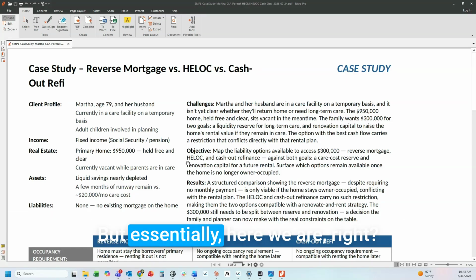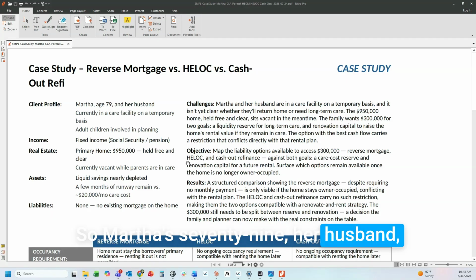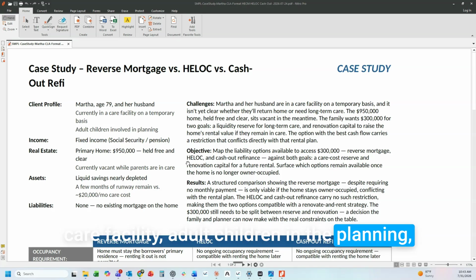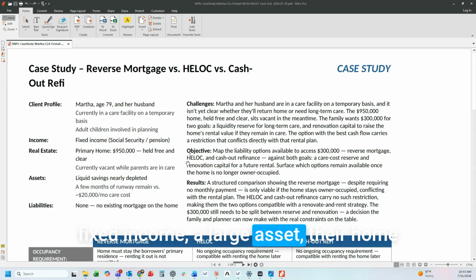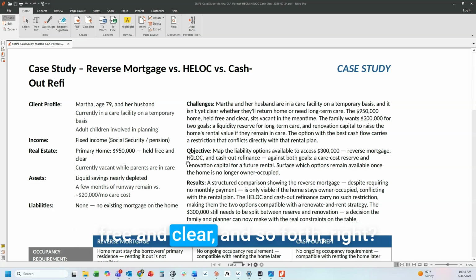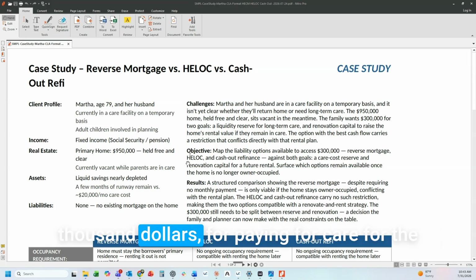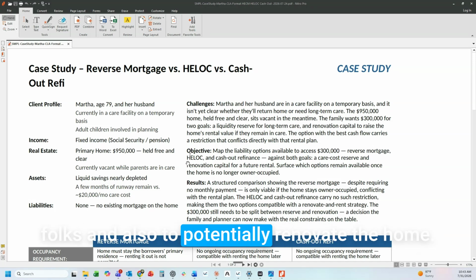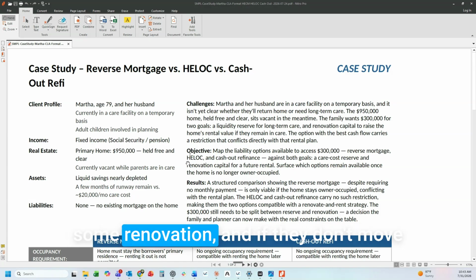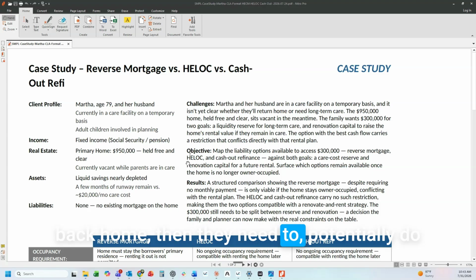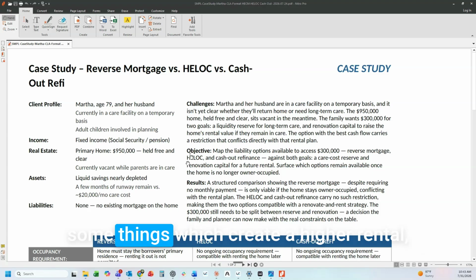But essentially, here we are, right? Martha's 79, her husband is in a care facility, adult children and a financial advisor are involved in the planning, fixed income, and a large asset, their home free and clear. They feel like they need about $300,000 for paying for care for the folks, and also to potentially renovate the home. If they move back home, they need to do some renovation. And if they don't move back home, then they need to potentially do some things which create a higher potential rental income for the property.